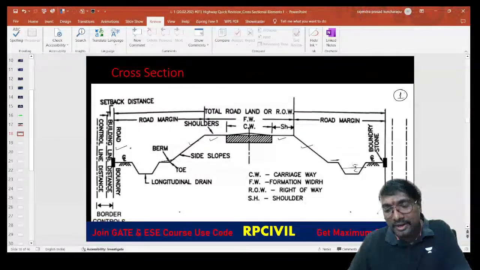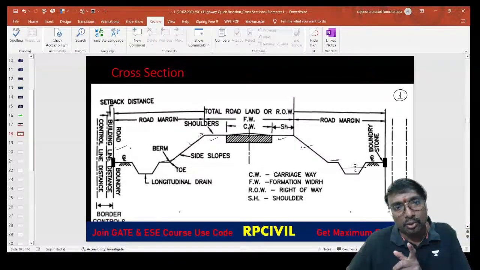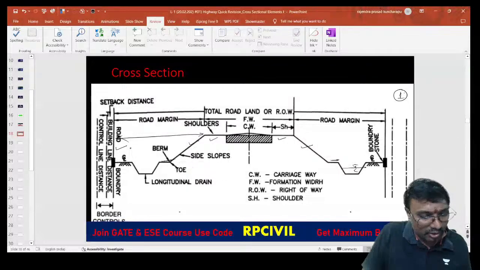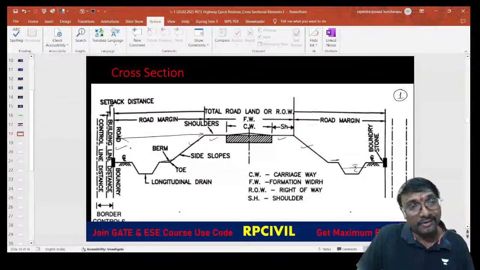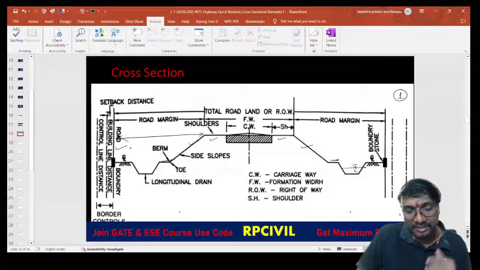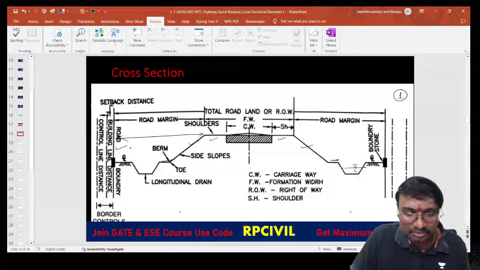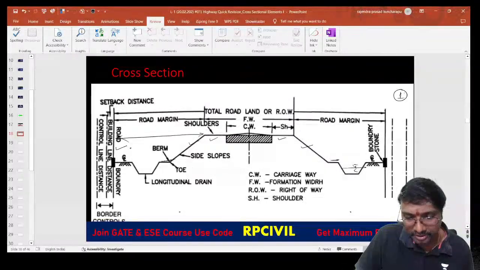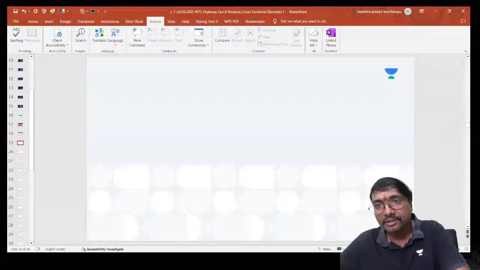This road boundary means the place between the formation width: from the end of the shoulder to the road boundary, it is called the road margin. After the road boundary, giving some space, you will have the building line, and after that, giving some space, the control line. But no need to worry about it, we'll be discussing these one by one.